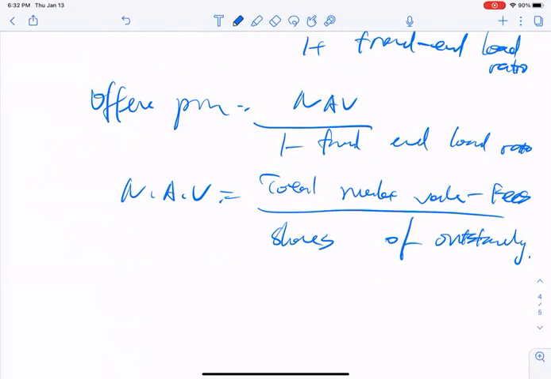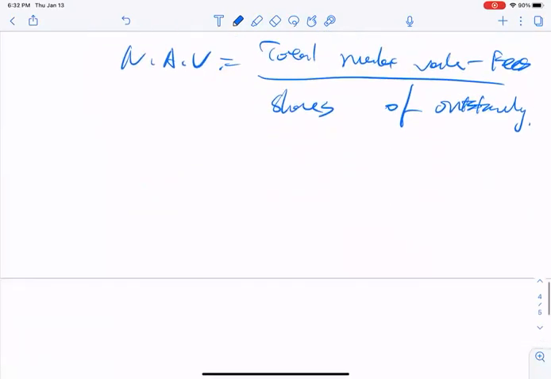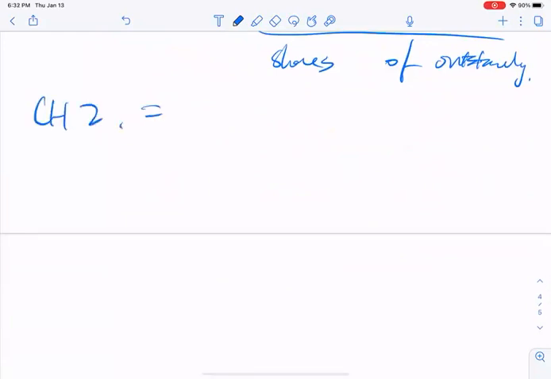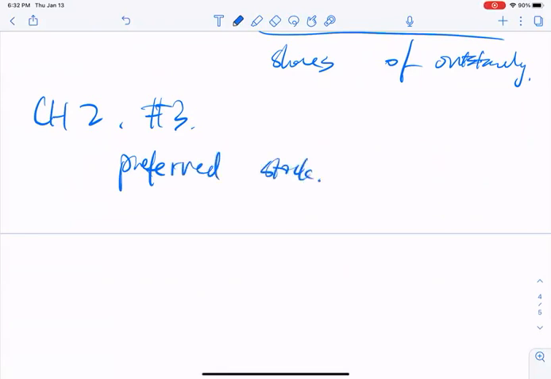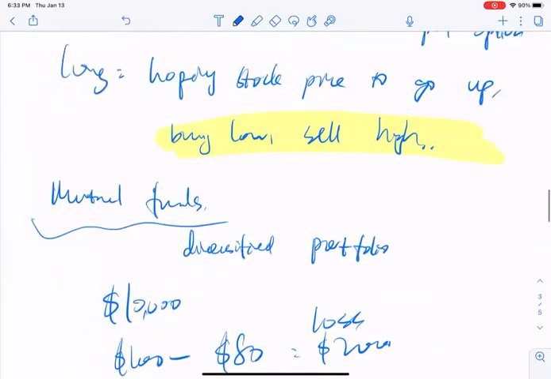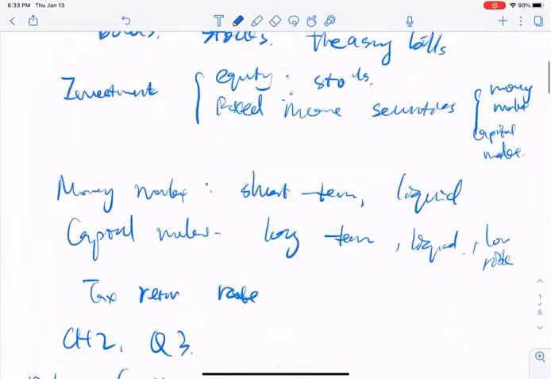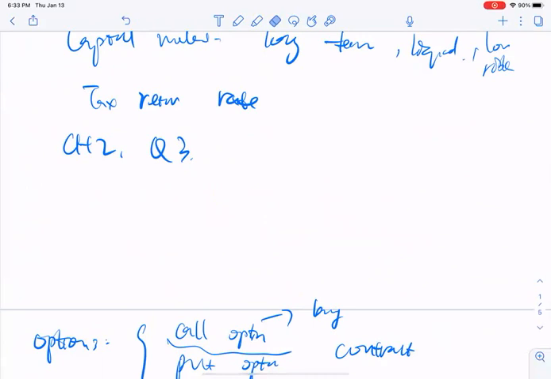Okay, I summarized this, but besides that, I just want to talk a little bit about chapter 2, question number 3. So I finally got an answer that is actually going to help you to do the question. Because the question is telling you the preferred stock, and preferred stock differs from bonds in terms of tax treatment, right? So they're not tax deductible expenses for the firm. So that's why this formula, I have to correct myself. You can't use this one.